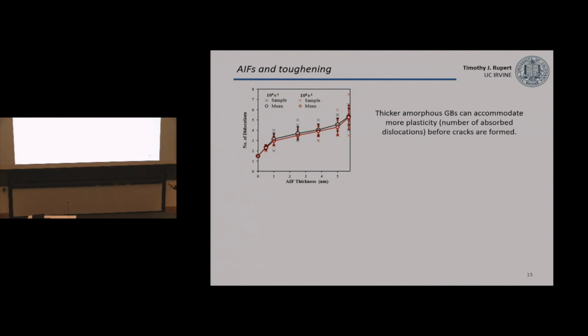And what we see is that our number of dislocations absorbed before we crack goes up as a function of the AIF thickness. So if I have a thicker amorphous film, I could absorb more dislocations before I crack. If I want to extend that to what that would mean for bulk properties, it would mean I can have more plastic strain before I can crack.